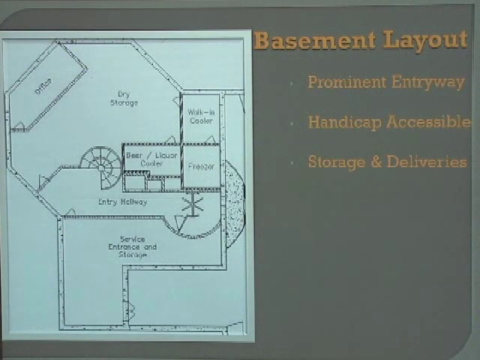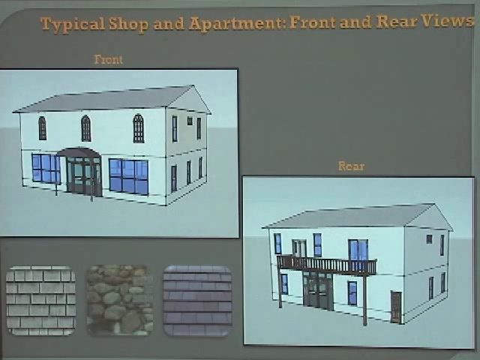And moving on, here's Adam Booth with our shop and apartment layouts. I'm Adam Booth. I'm going to be talking a little bit about our shop and apartment buildings on our site. Our site will contain 4 two-story buildings with an area of about 1,900 square feet.